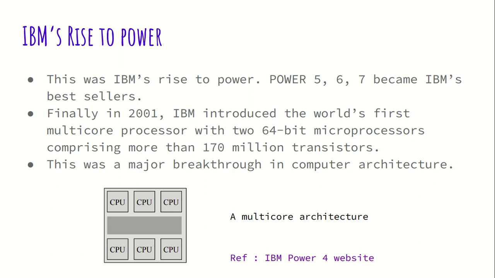In 2001, IBM introduced the world's first multicore processor, a VLSI chip with two 64-bit microprocessors comprising more than 170 million transistors. This breakthrough design in architecture and semiconductor engineering allowed these two processors to work together at a very high bandwidth with large on-chip memories and with high speed buses and input-output channels. This is the generic diagram of any multi-core processor which is seen in the market today.